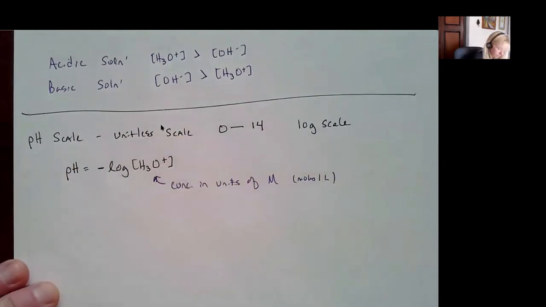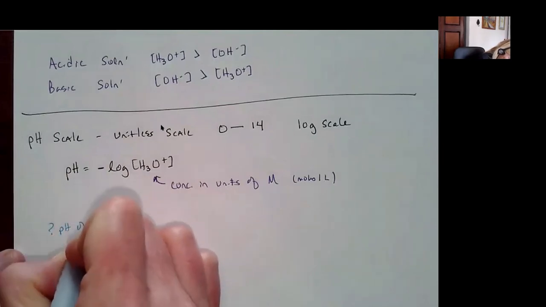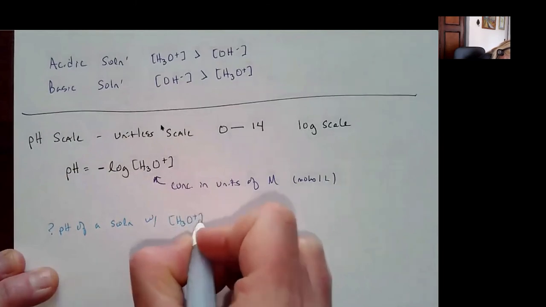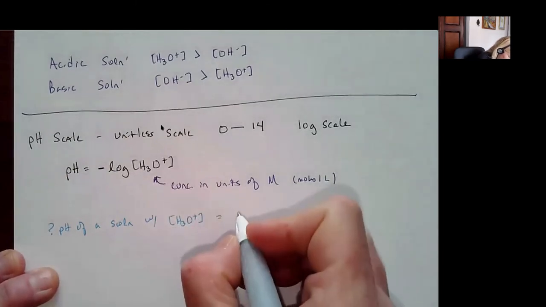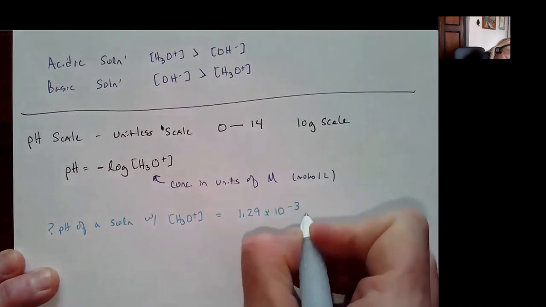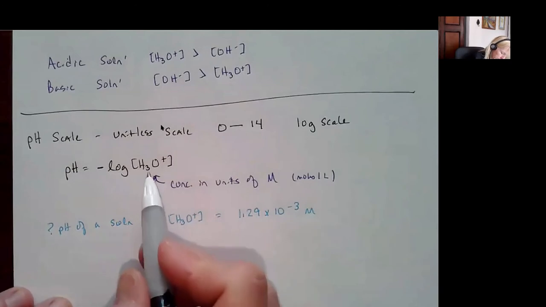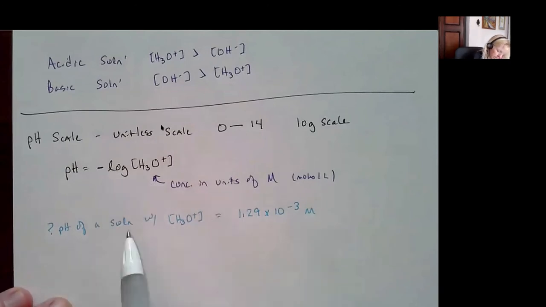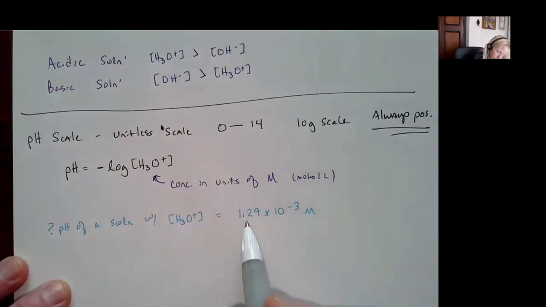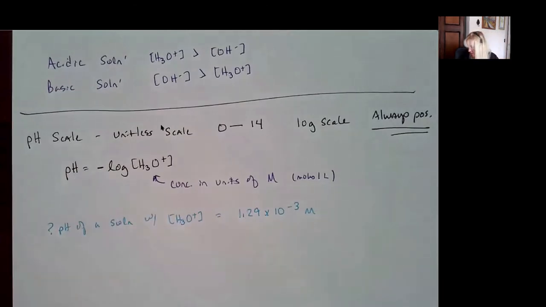Let's say my problem is I want to find my pH. So what is the pH of a solution with an H3O plus concentration equal to 1.29 times 10 to the minus third molarity? What I'm going to do is plug that into this equation and take the negative log of that. Your pH is always going to be positive. When you take the log of this, you're going to get a negative value, and you're going to take the negative of a negative value. That's going to give you your pH.